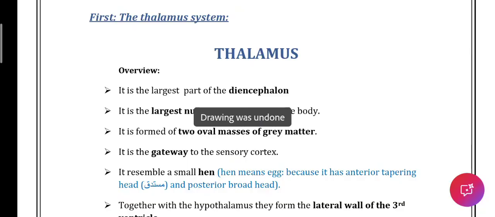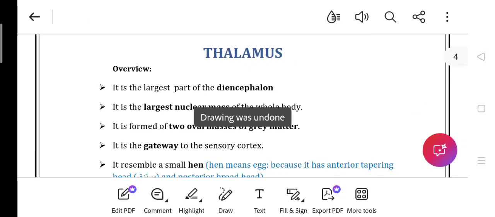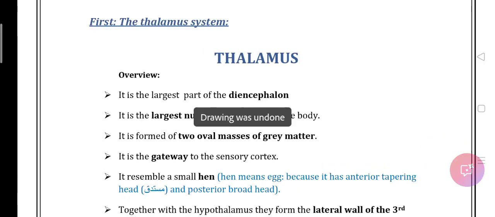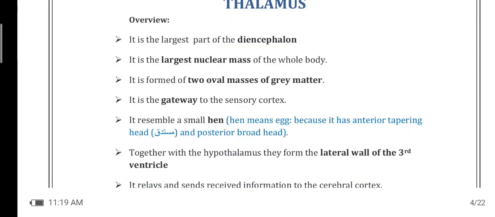The thalamus is the largest part of the diencephalon. It is a large ovoid mass of gray matter situated at the bilateral sides of the diencephalon. Both thalami make up 80% of the diencephalon. The thalami on both sides are connected at their rostral portion by the intermediate mass. It is a large nuclear mass that forms two oval masses of gray matter.